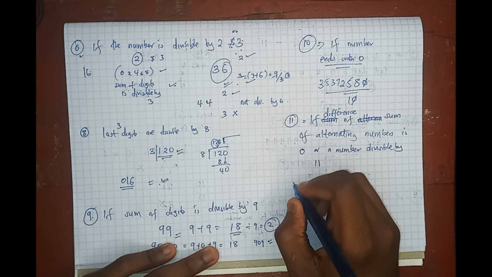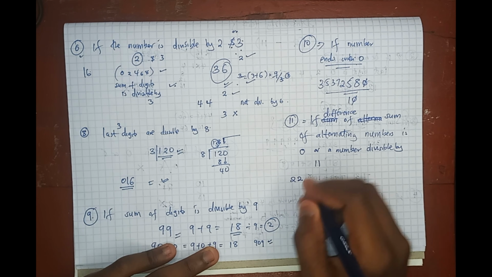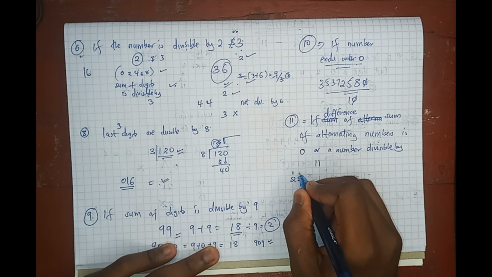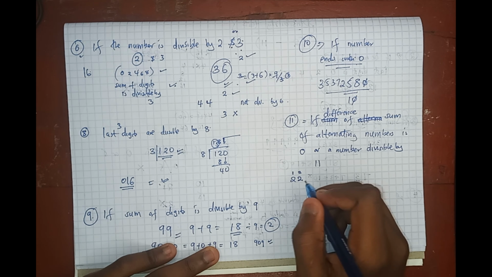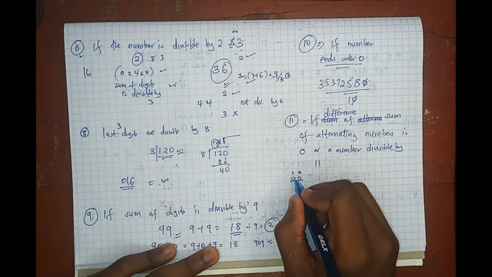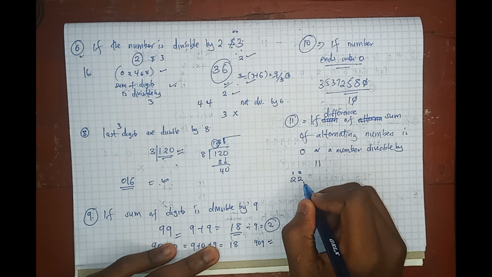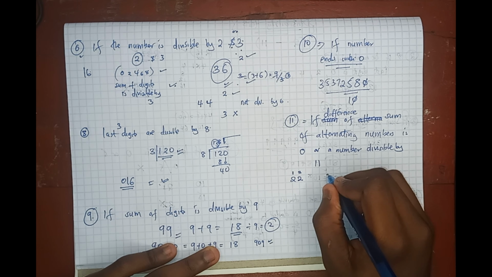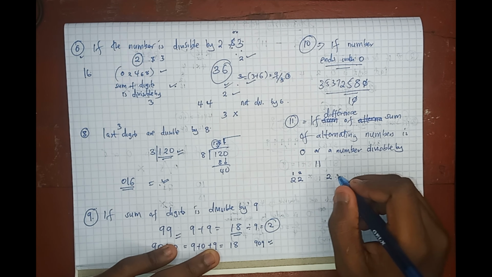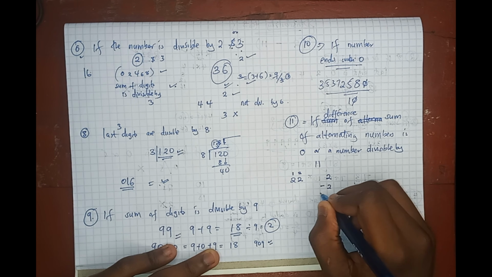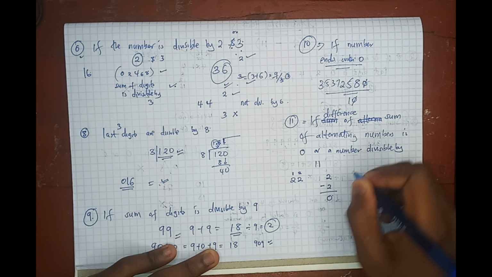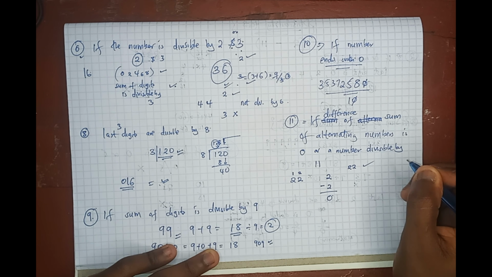For example, let's start with 22. Alternating numbers are in position 1 and 2. That means you add the numbers in the odd positions and the numbers in the even positions, and then you find the difference. The number in the odd position is 2, the number in the even position is 2. So 2 minus 2 equals 0. So 22 is divisible by 11.